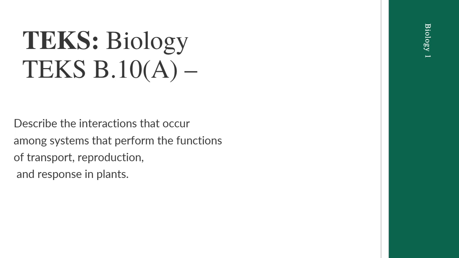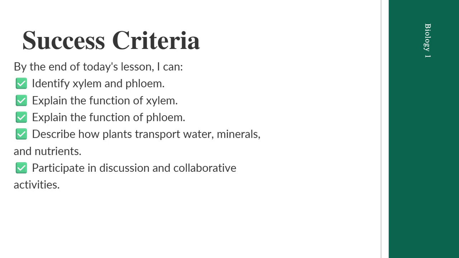For the TEKS Biology, B.10A, describe the interactions that occur among systems that perform the functions of transport, reproduction, and response in plants. Our success criteria: by the end of today's lesson, I can identify xylem and phloem, explain the function of xylem, explain the function of phloem, describe how plants transport water, minerals, and nutrients, and participate in discussion and collaborative activities.